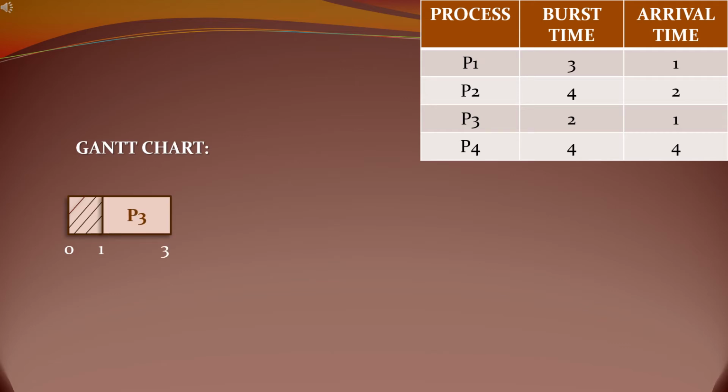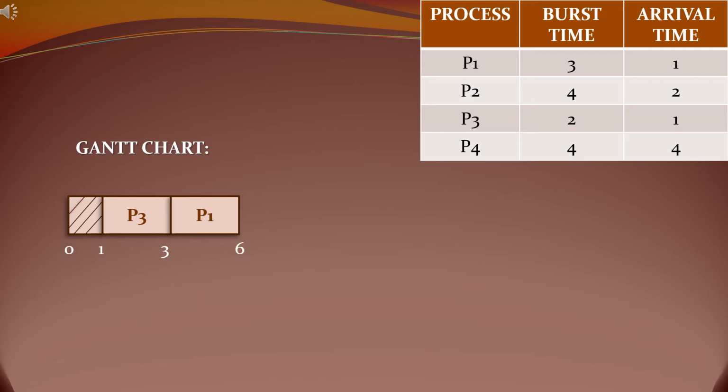Now from the process list, we can see that P1 and P3 both processes are arrived at the time 1. So now we have to check the criteria burst time. The burst time of P1 is 3 and burst time for P3 is 2. So the shortest among these two is P3. That's why the process P3 will be selected here, and as it is the non-preemptive method, the full burst time, that is 2, will be covered here. So that is 1 plus 2 equal to 3.